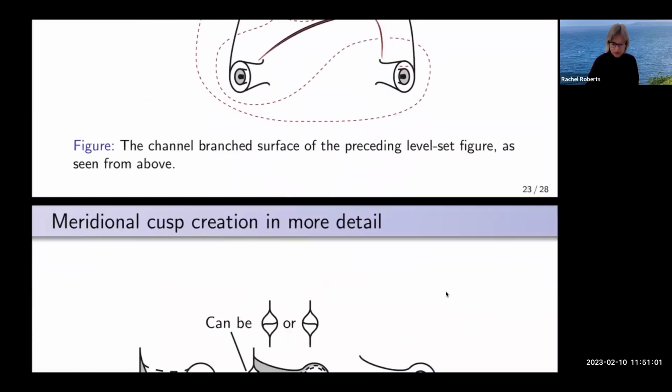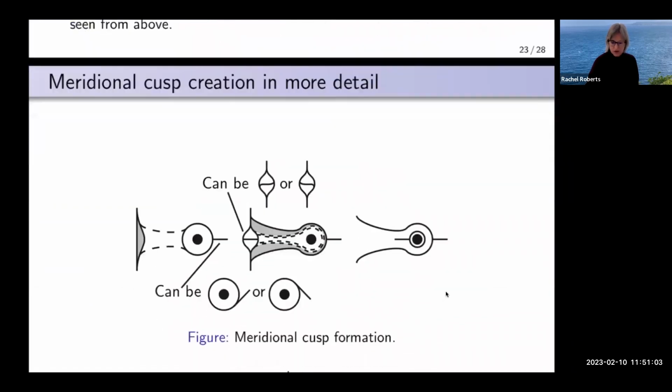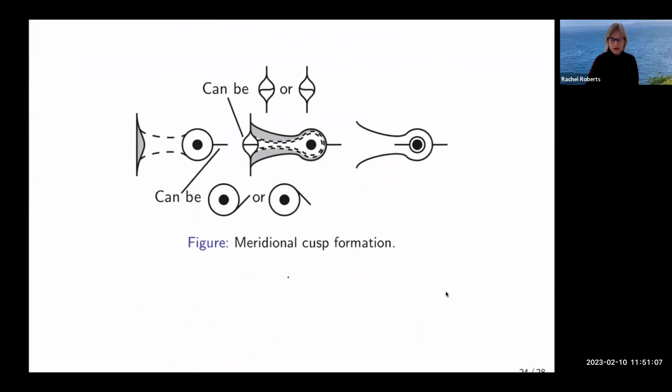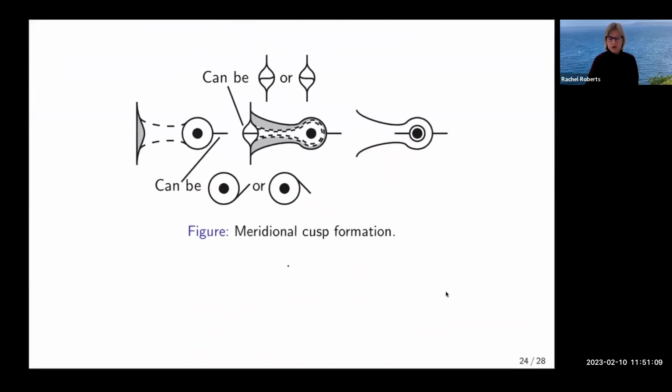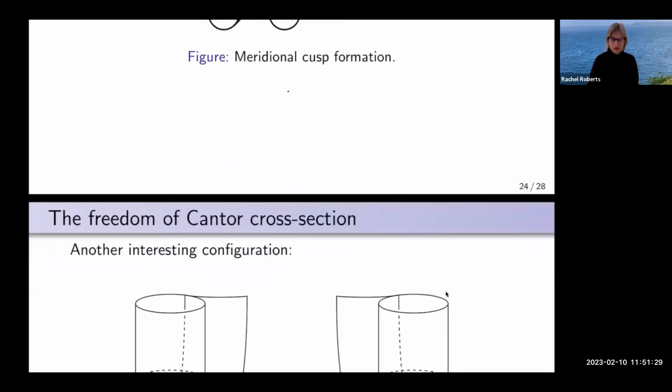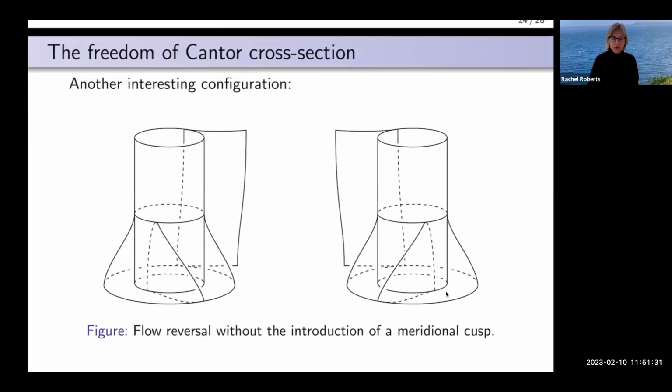And let's see, I think these are kind of painful to look at if you haven't thought about them very much, but just to give an idea, here's another picture of this meridional cusp formation, where you saddle through the circle, and then you saddle again, and you get a new picture. And these vertical lines are just saying, oh, actually, I can choose these to spiral in whichever way. So you can think about freedom of Cantor cross section.